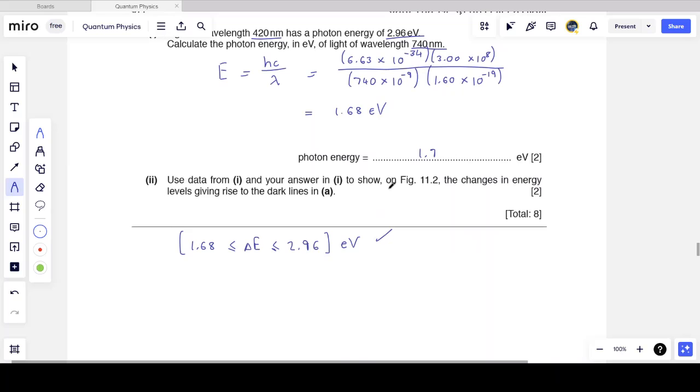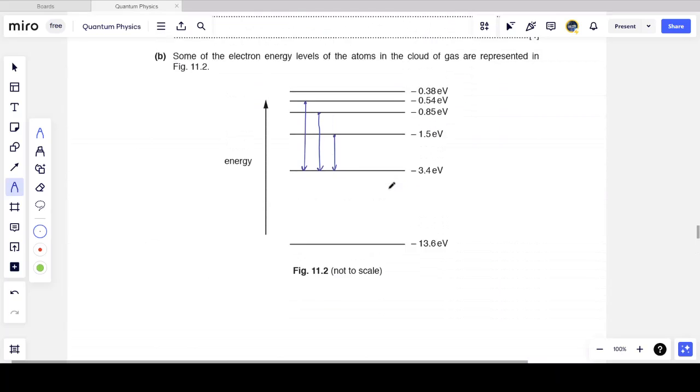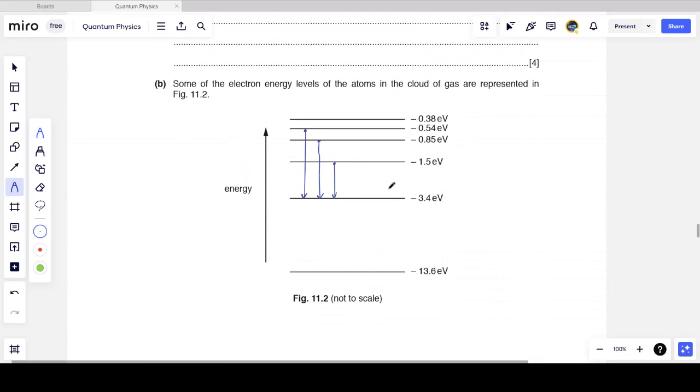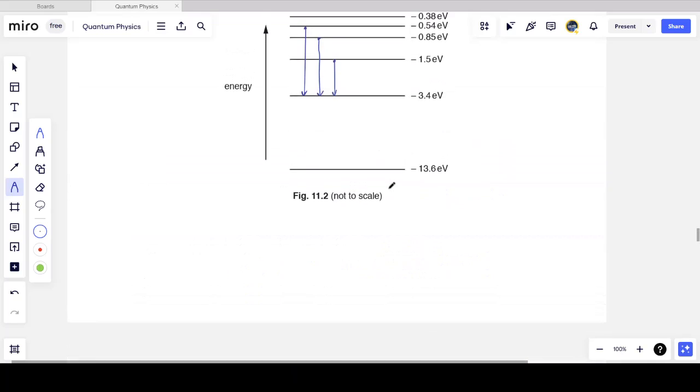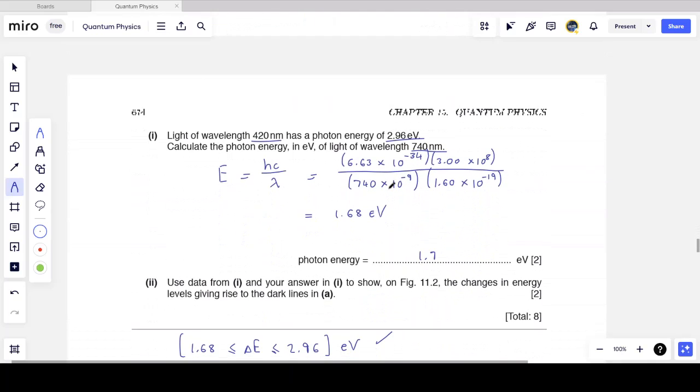And so I'll have 3 lines, and again, it doesn't really matter in which direction you draw the arrows, because remember, electrons are exciting and de-exciting in this entire process. And so that's what you would do. That's how you would draw changes in energy levels considering the lines in the spectrum.